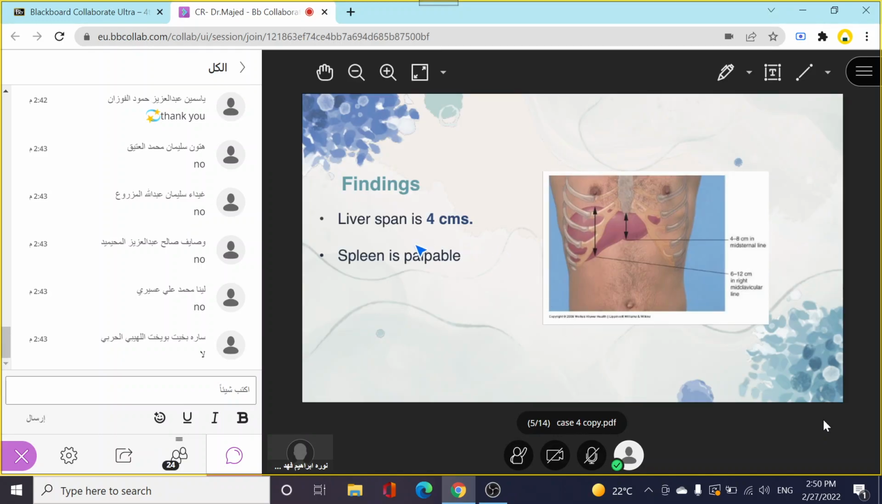For the findings, the liver span was 4 centimeters. As we all know, the normal liver span is 6 to 12 centimeters in the right midclavicular line and 4 to 8 centimeters in the midsternal line. The spleen of our patient was palpable. Normally the spleen will not be palpable except in certain situations, like in a slender young adult, when the spleen can be felt below the left costal margin.